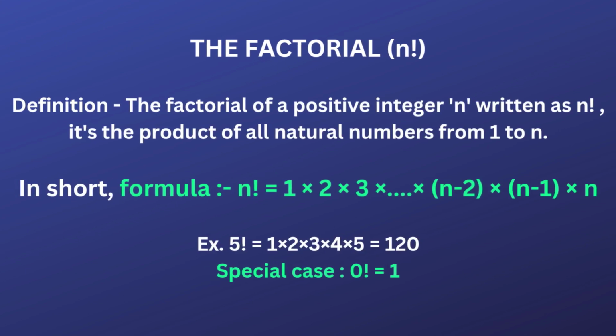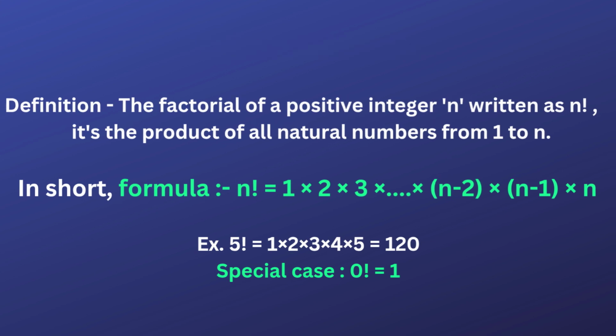Before we start, we need one tool, the factorial. The factorial of a non-negative integer n is the product of all positive integers less than or equal to n. For example, factorial 5 is equal to 1 into 2 into 3 into 4 into 5. Remember the crucial definition, factorial 0 is equal to 1.